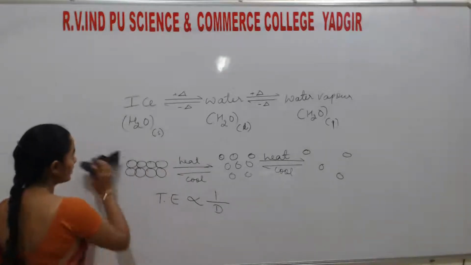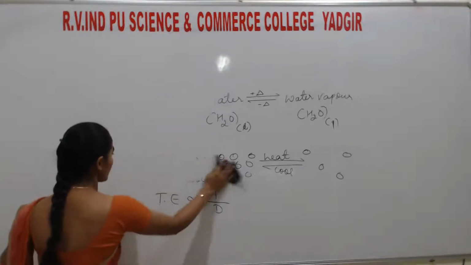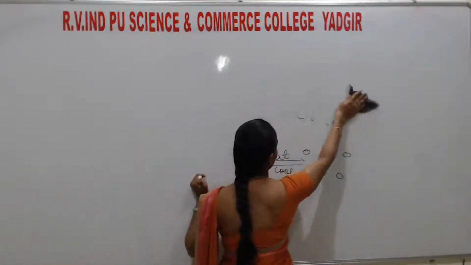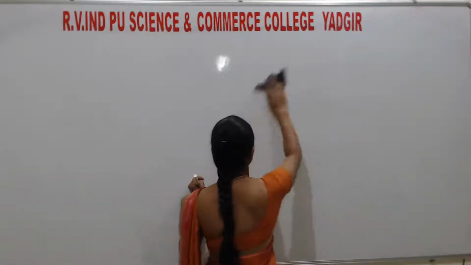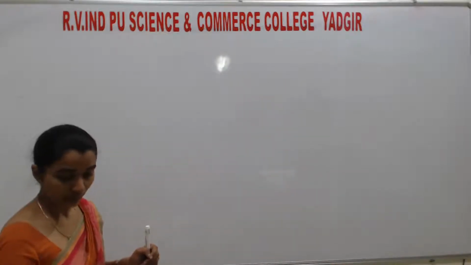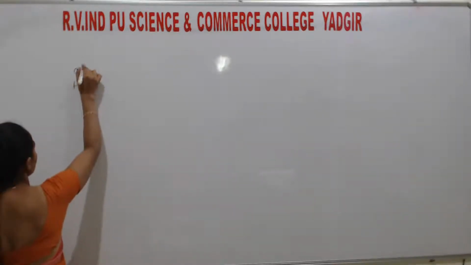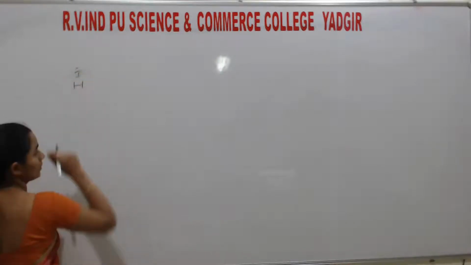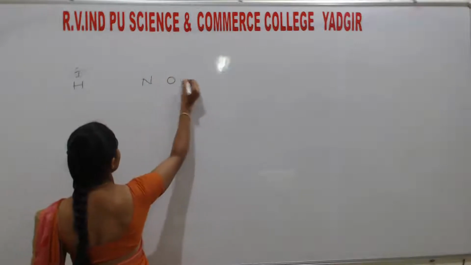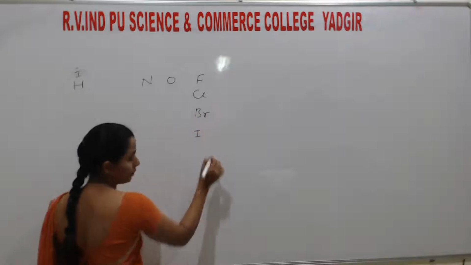Before that, students, in the entire periodic table, how many gases are there? First I write how many gases are there. Okay, hydrogen is there in group 1. Correct? Next, nitrogen, oxygen, chlorine, bromine, iodine.